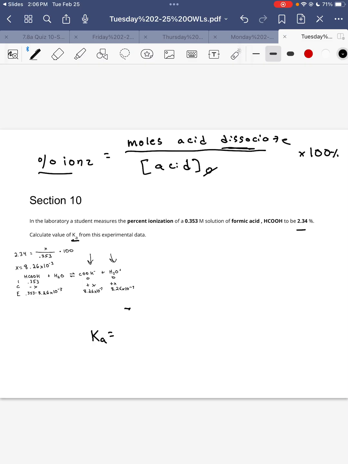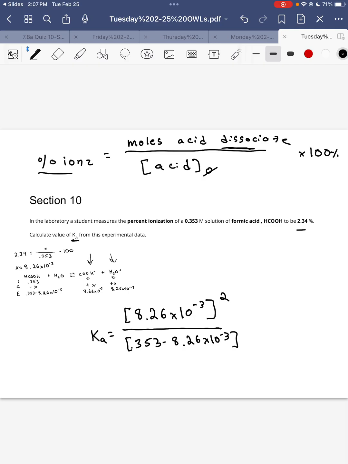And I know that Ka is going to equal 8.26 times 10 to the negative third squared, because that's the concentration of both my conjugate acid and my conjugate base, divided by the initial concentration of my acid, or the initial equilibrium concentration, that is, which is 0.353 molar minus 8.26 times 10 to the negative third.